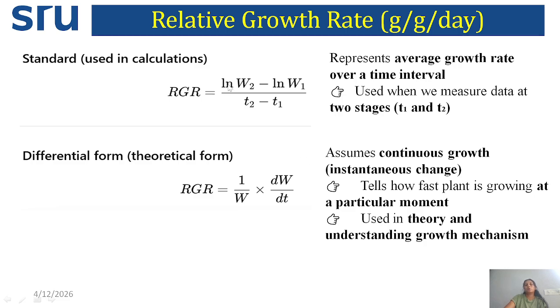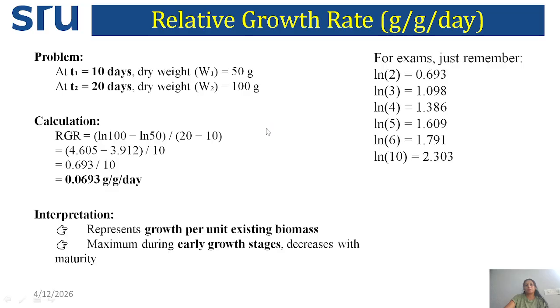Using a logbook, you can find ln 2, ln 3 values, but in the exam the logbook won't be allowed. That's why you need to remember certain ln values. These are standard values, they won't change, for every crop. ln 2 is 0.693, ln 3 is 1.098, ln 4 is 1.386, ln 5 is 1.609, ln 6 is 1.791, ln 10 is 2.303. It is a fixed value.